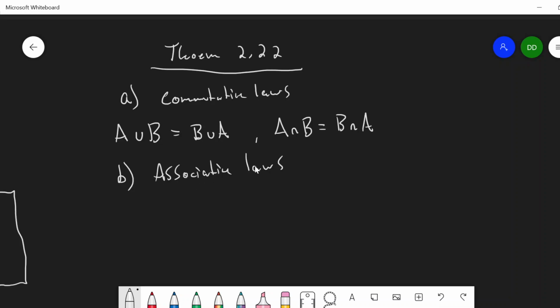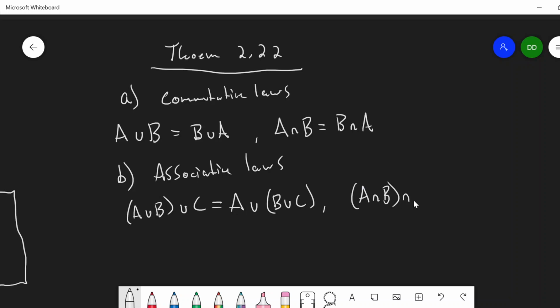Associative means it's telling us how to associate them with each other. How does grouping work for these operations? What it says is that if you first compute A union B, and then take a union with a third set C, this is the same thing as first taking the union of B and C, and then taking the union with A. So that's the associative law for union. We also have an associative law for intersection. So A intersect B, and then I intersect that with C. Well, that's the same thing as doing A intersect B intersect C.